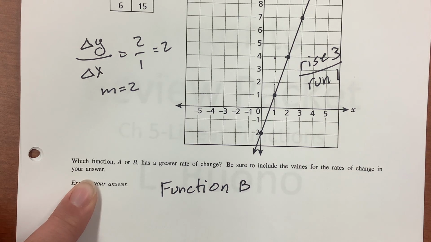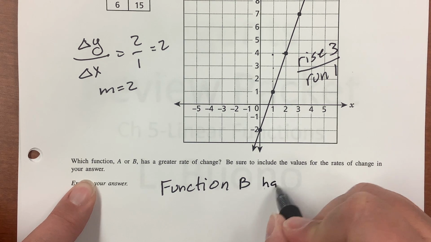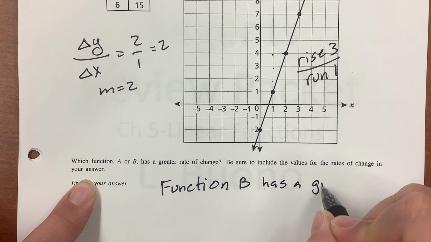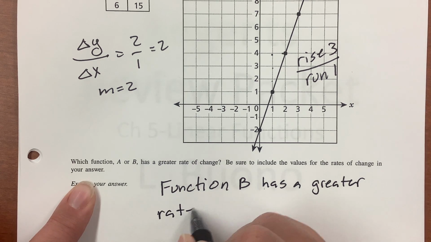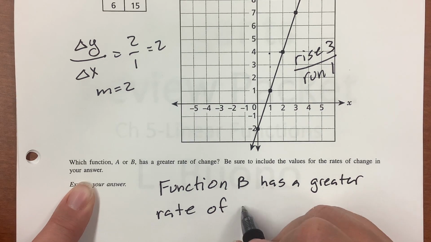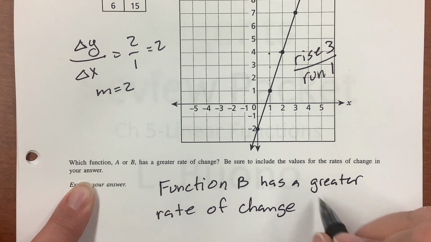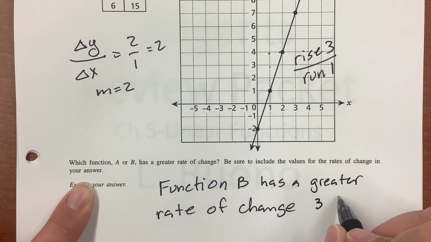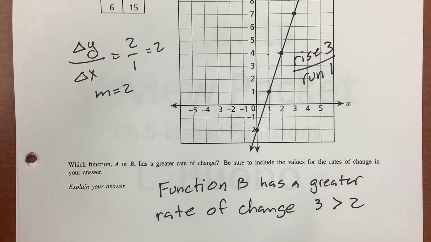Now I got to write it as a whole sentence because, you know, English kind of matters a little bit. Function B has a greater rate of change. I almost wrote rate of change wrong. That would have looked interesting. Function B has a greater rate of change. 3 is greater than 2. So that's as good as it gets.